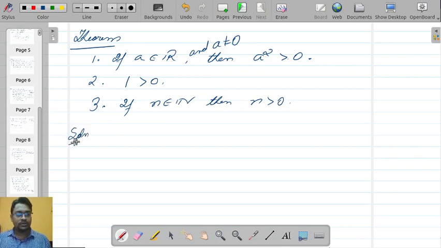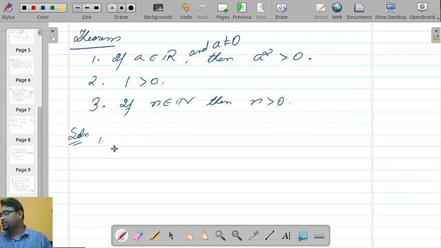So how do I show these things? The solution is: given A in R, we have A square is also a real number. It follows by the closure property of multiplication. So we will use that here.